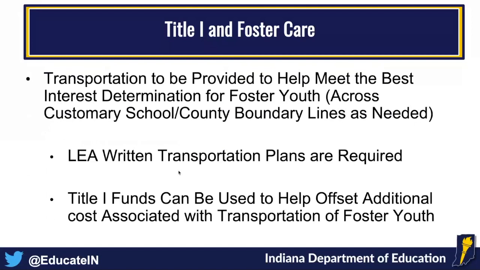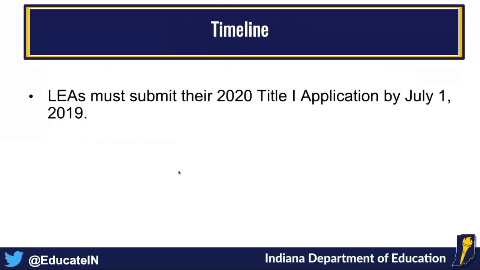Title I has a district level set aside that, if you want to use funding to offset the excess cost, so the additional cost that is beyond your typical per student busing cost, you could use Title I district level funds to offset some or all of that cost as long as it's reasonable and necessary, and you can carry out your other activities at the school level.